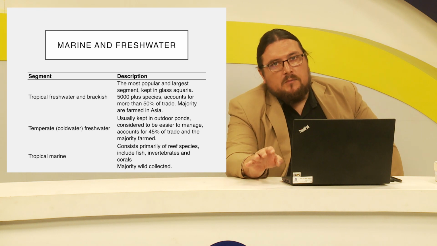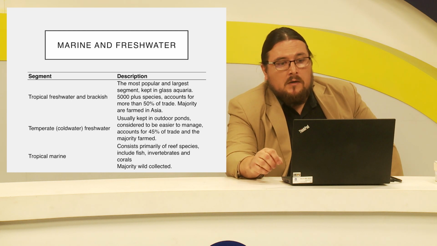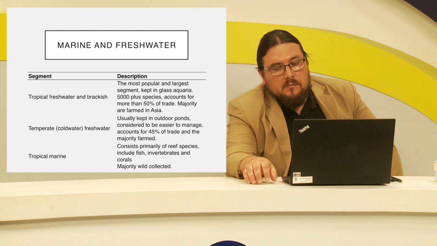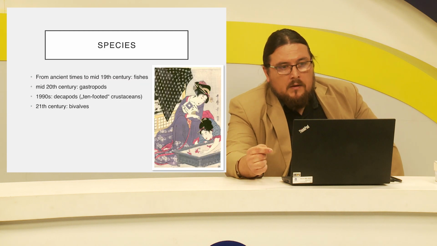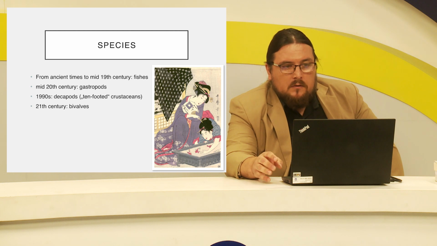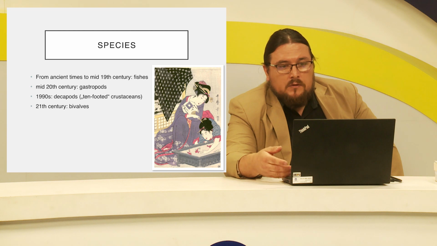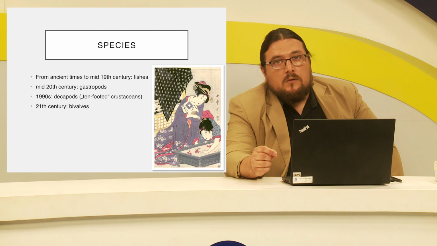Thus, the main difference between freshwater and marine aquarium trade is that in freshwater the majority of these animals are from captivity, and the majority of marine animals are from the wild. Species used as ornamentals were used from ancient times. In ancient China and Japan, there were goldfishes and also later koi, nishiki koi, used as ornamentals.